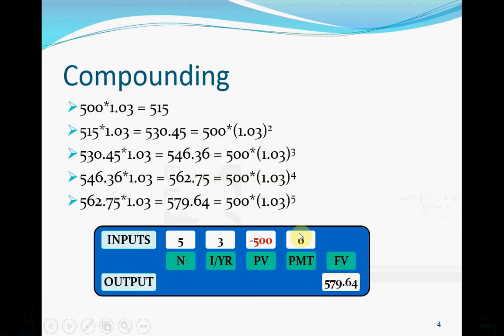And payment, the 4th factor, is the fixed amount of income or payment that happens every period, but you don't have that payment to be concerned with here. You have only one cash flow today and then one cash flow in the future, 5 years later. You don't have a cash flow that happens every year for the next 5 years. And then you solve for the future value.